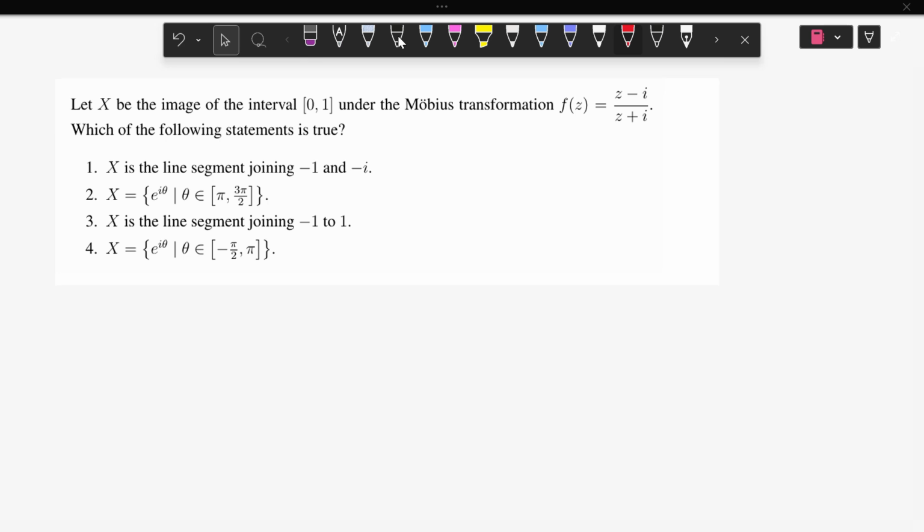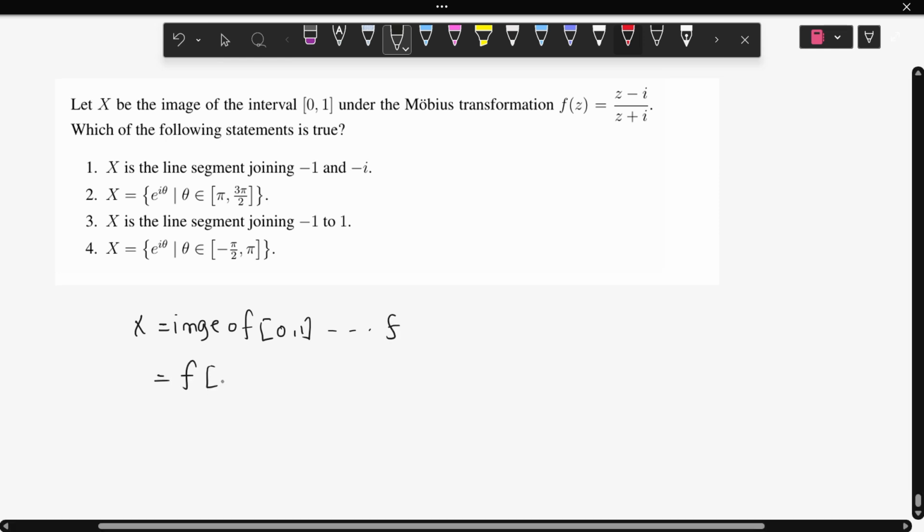Now this question is saying that X be the image of closed interval 0 1 under the Möbius transformation f of z equals to z minus 1 by z minus i by z plus i, then which of the following statements is true, ठीक है ना। Now as X is the image of 0 1 under the Möbius transformation f, or in other words I can say that X equals f of 0 1.